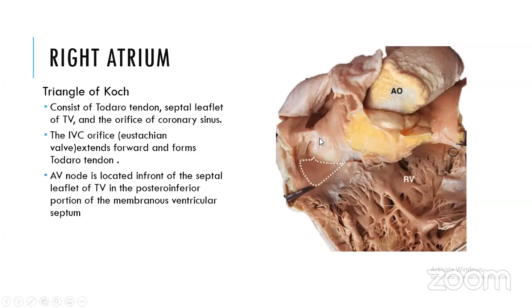There is also an important landmark in the right atrium, called the Triangle of Koch. It has borders here: the coronary sinus, tendon of Todaro, and septal leaflet of the tricuspid valve. In this triangle, there is the AV node.